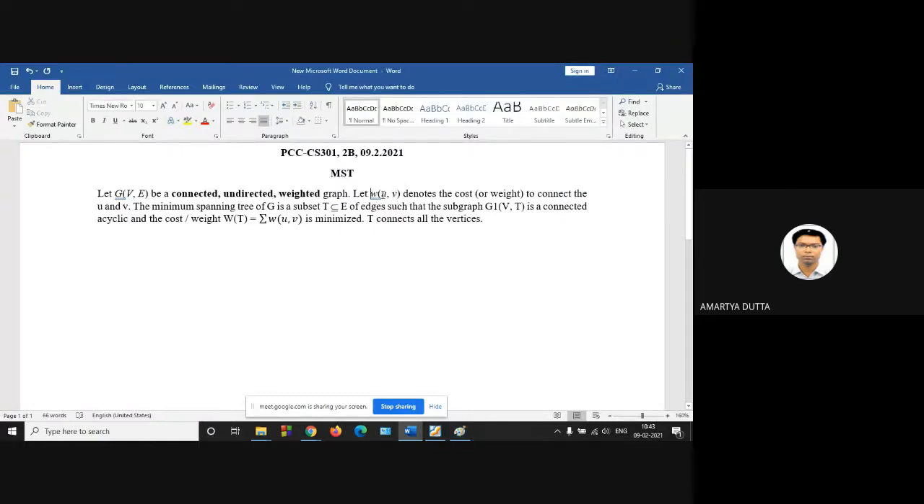So let W denote the cost or weight to connect the vertices U and V. What is a minimum spanning tree? The minimum spanning tree of a graph is a subset T of the set of edges E, in such a way that the subgraph, the minimum spanning tree of this given graph G, is a subgraph whose vertices are the same.